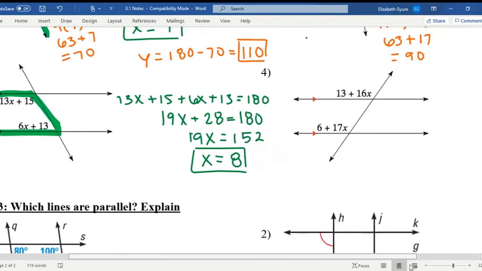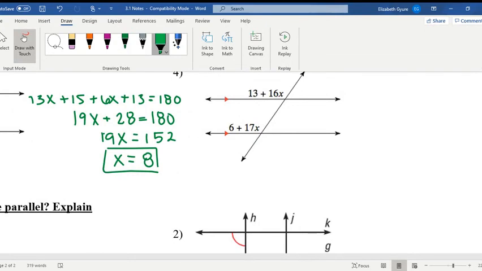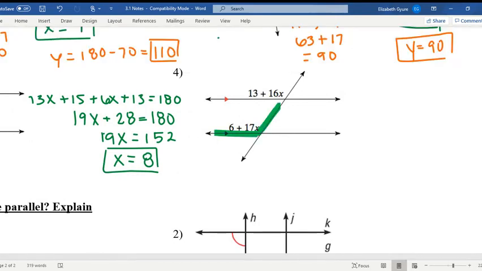All right, number 4. Box your corners here. Box that one. Box that one. Look at the front if you need to. Yes, these ones would be corresponding. So go to the front if you need to. Danny, would corresponding angles be congruent or supplementary?